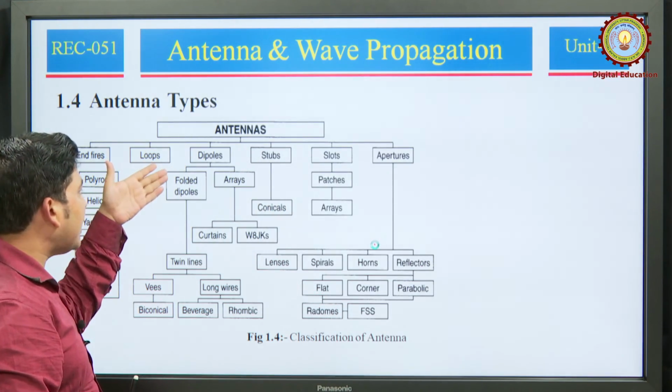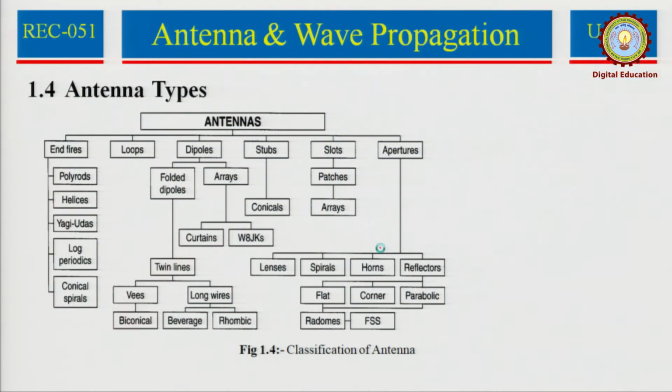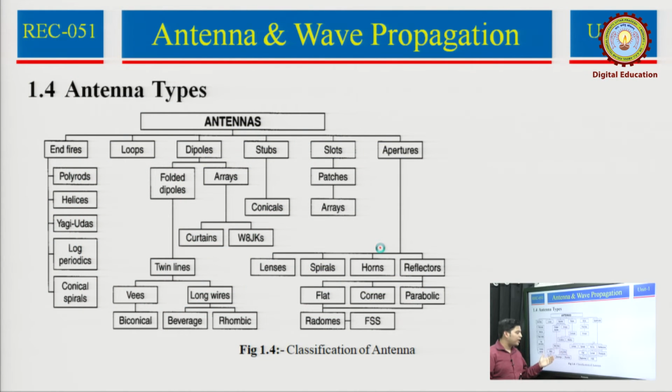Next, dipole type, it may be folded dipole, twin wires, long wire, rhombic, beverage, biconical. It is all part of the syllabus. So, as the syllabus progresses, we will discuss these types one by one. Now, there are different types of antenna known as slot antenna. Slot antenna can be used as a microstrip antenna, termed a microstrip slot antenna.